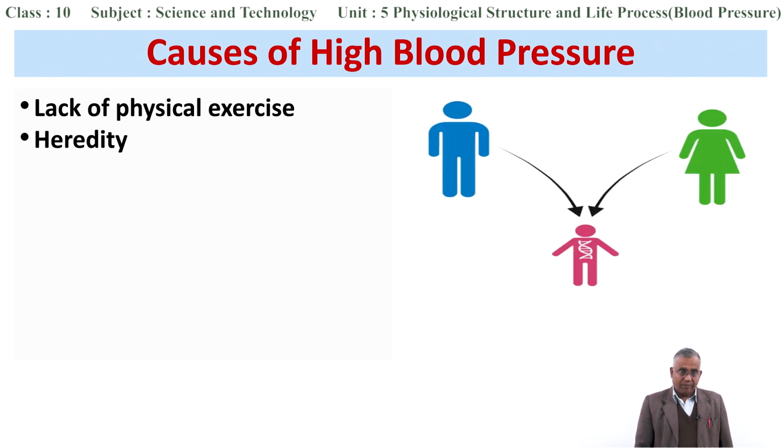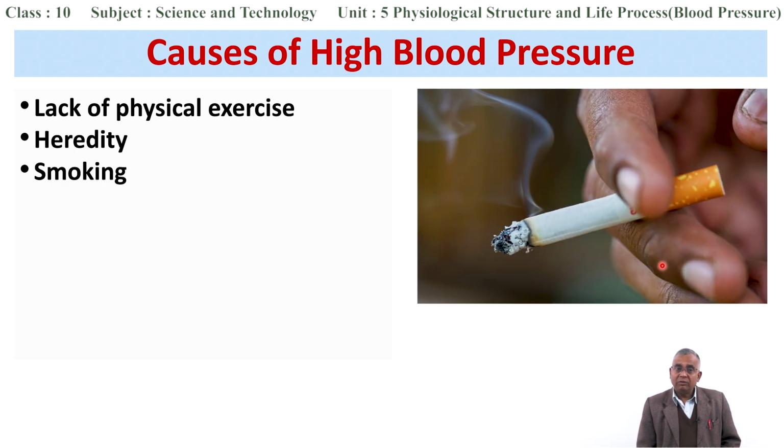Yes, okay. Next, heredity. That means if parents have high blood pressure, then through what is the symbol? Yes, that is DNA, and here it is given as the symbol of the gene, about which you have learnt in the lesson on genetics. Yes, the heredity. So here it may be hereditary also, from parents this may transfer to offspring. Next one is what? Smoking, a very bad habit.